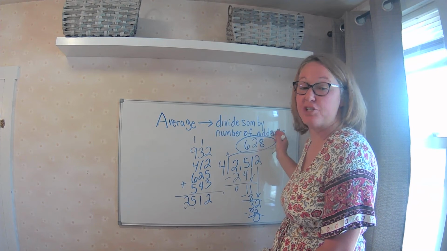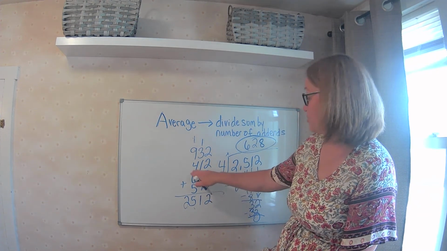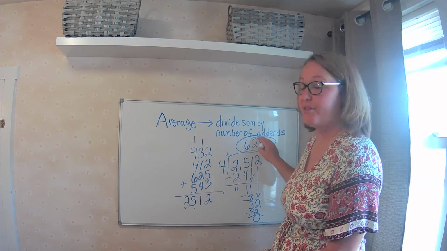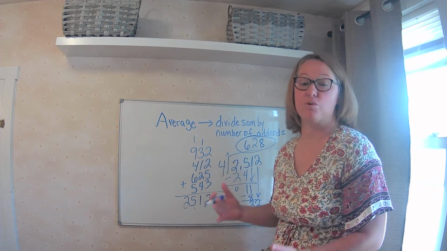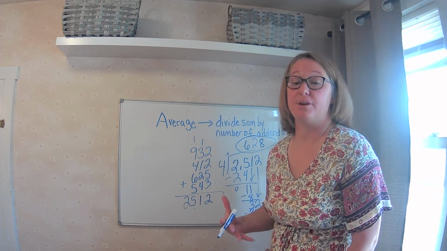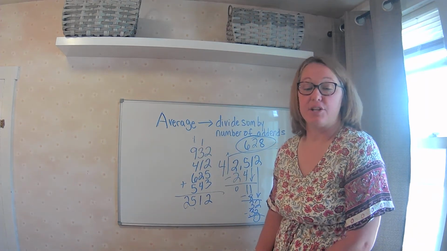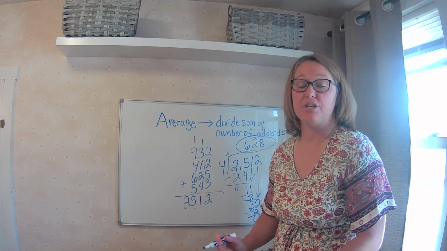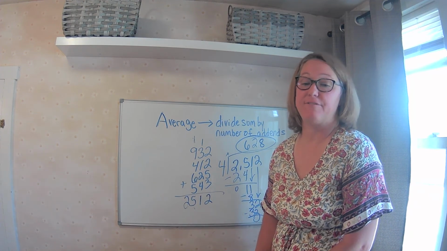Again, my average has to be larger than the smallest number, and in this case, the smallest number is 412. And my average has to be smaller than my largest number, and that largest number is 923. The average will come somewhere in the middle of the smallest addend and the largest addend. Again, this helps you work on your addition skills, and then you take your addition skills and use your division skills, and then you have what's called the average of the numbers.